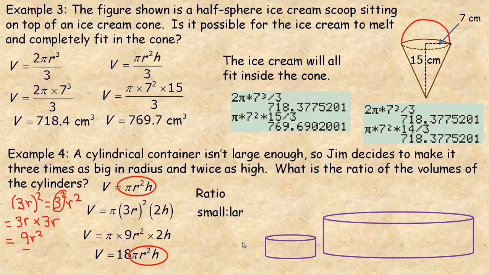So the ratio, and of course there are 2 orders to write the ratio. If I write it small to large, then it's 1 to 18. If I change it around and write large first and small second, it would be 18 to 1 instead of 1 to 18. But either way, the larger one is 18 times bigger than the smaller one in volume. So that's example 4. Turning over to example 5 next.